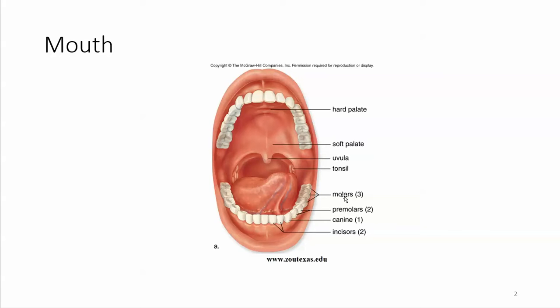Now, the molars and premolars have a larger surface area used to chew and grind food into manageable portions. The canines have 1 cusp and are used for tearing food. The incisors, right here, have blade-like crowns, and they're used for cutting foods.